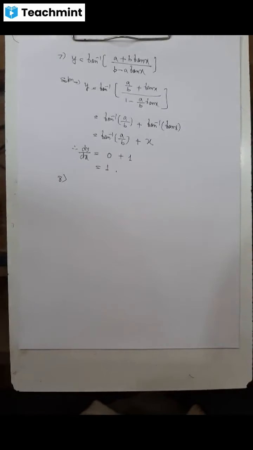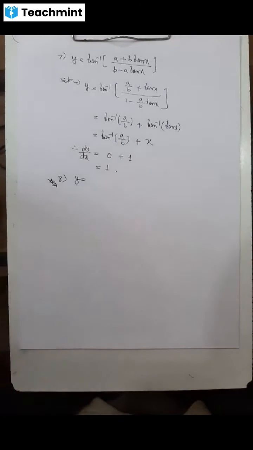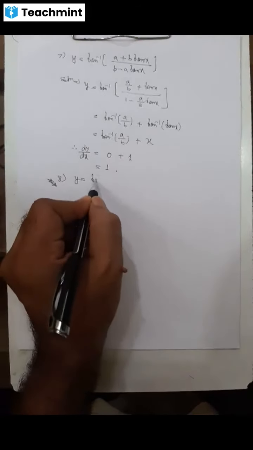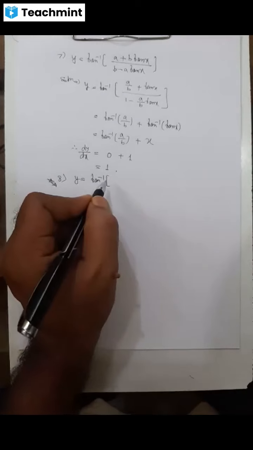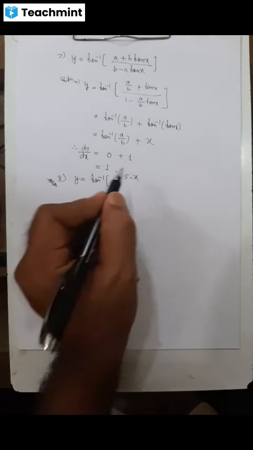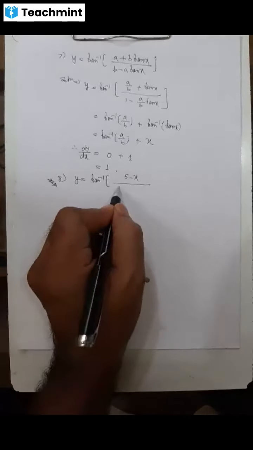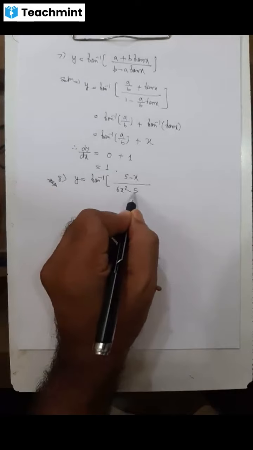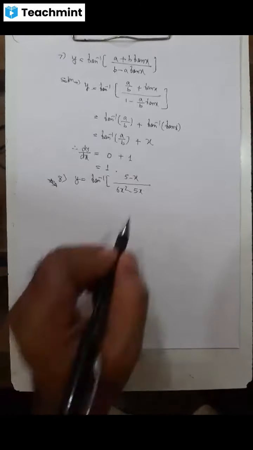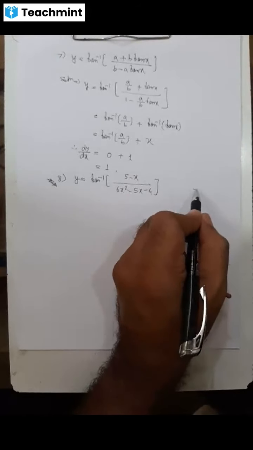Right? Number 8. This is also important. Miscellaneous problem. y equal to tan inverse in bracket (5 minus x) divided by 6x square minus 5x minus 4. Here in the book, minus 3 is given.